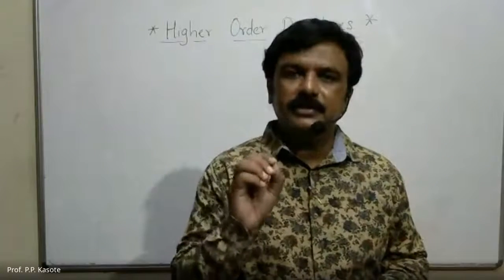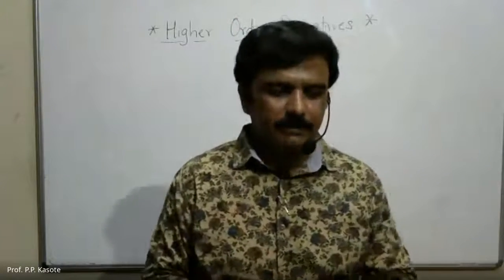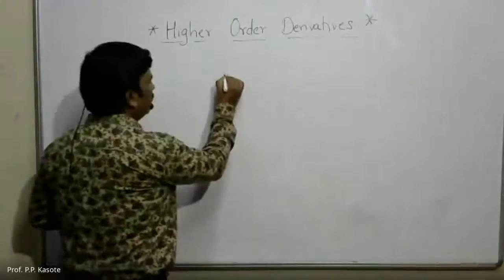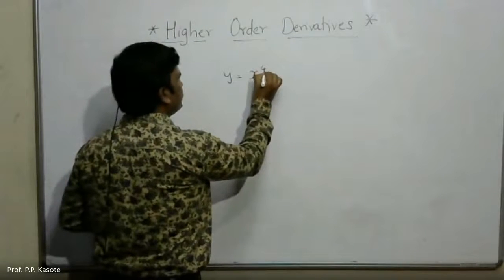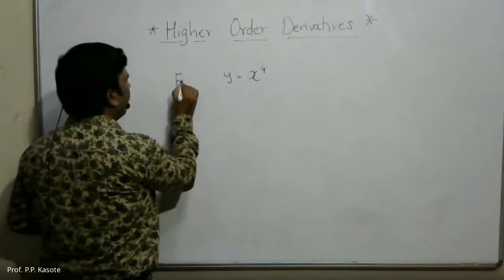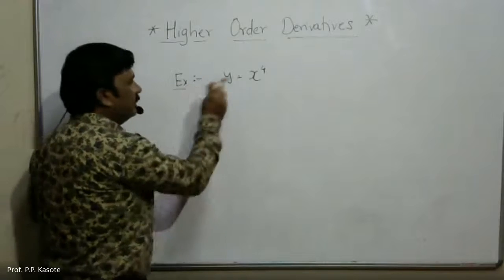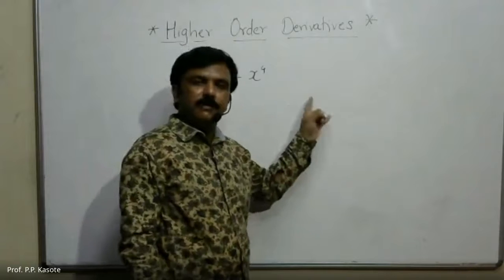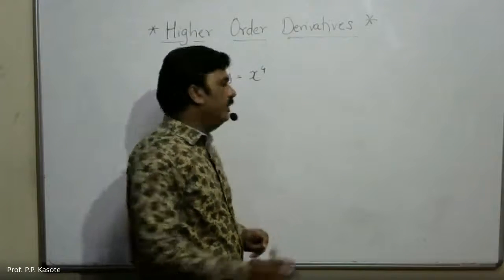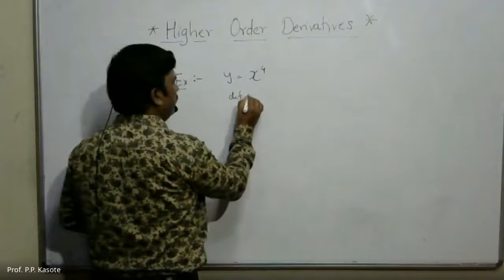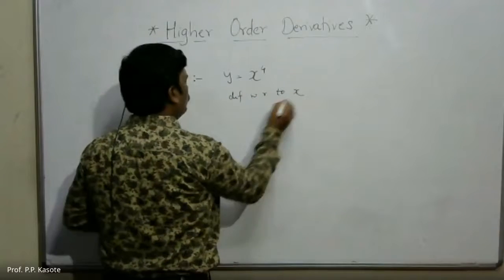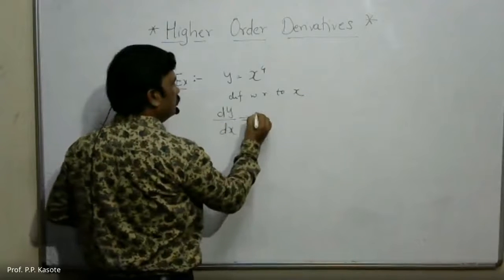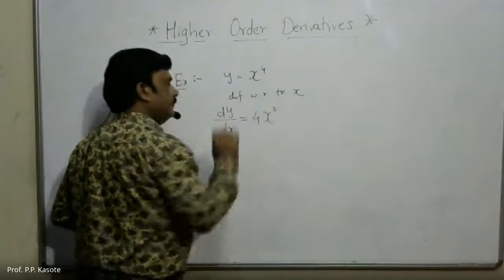Now we will discuss the same by taking one simple example. I have one function, a power function. Suppose y is equal to x raised to 4. It's a power function, of x raised to n type. Can we find the derivative of this function? Yes, the process is very simple. We differentiate it with respect to x. So dy upon dx is equal to 4x cube.